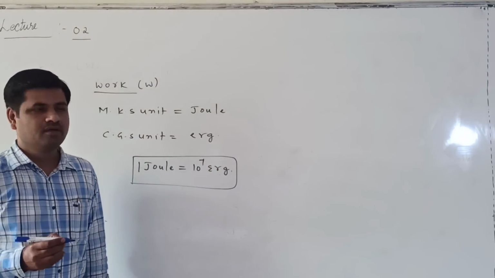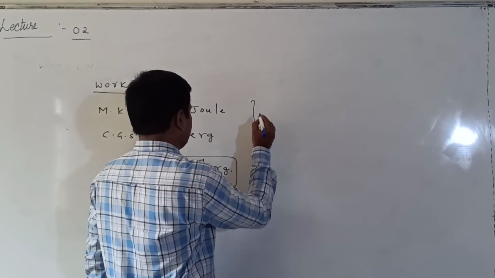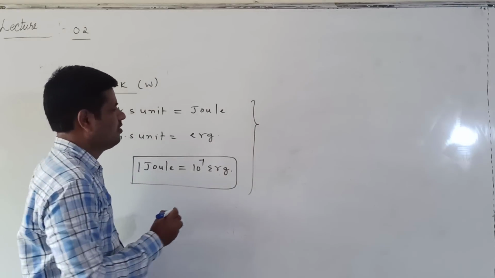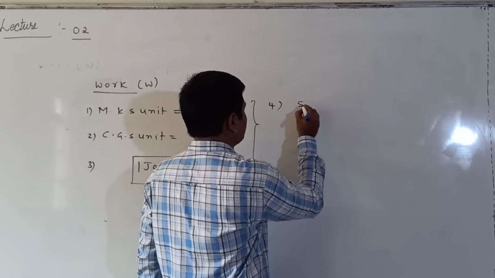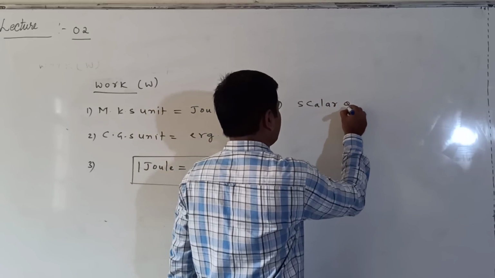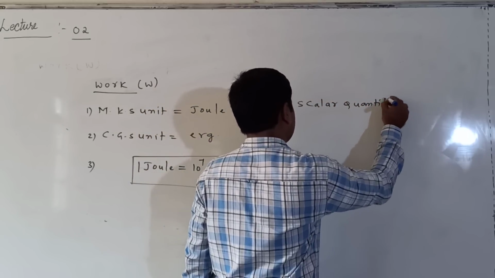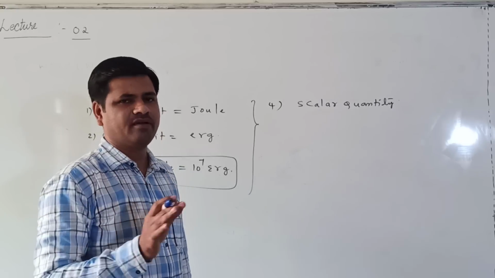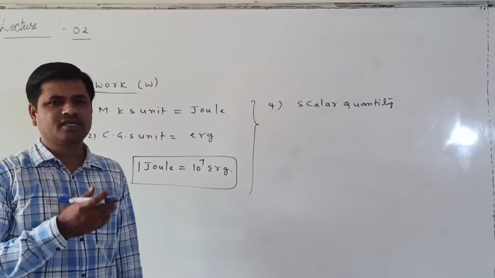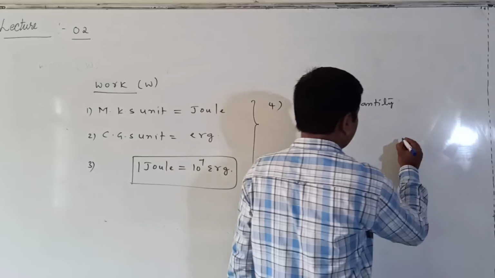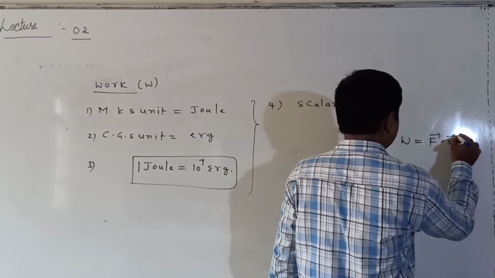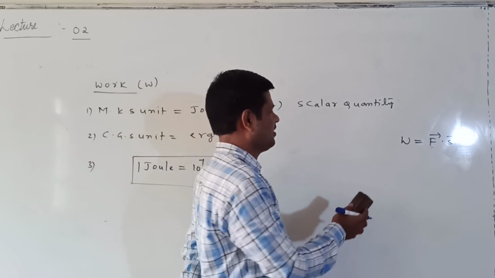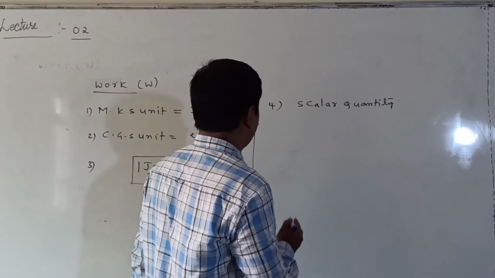This is the relation between joule and erg. Already you know that. This is the first point, this is the second point, and this is the third point. Next, the fourth point. Work is which quantity? Scalar quantity. Why scalar quantity? Because it has only magnitude but not direction. Or from the formula also we see that the dot product of the F bar and S bar, the dot product of two vectors, is a scalar. So this is a scalar quantity. Now what is the dimensional formula?